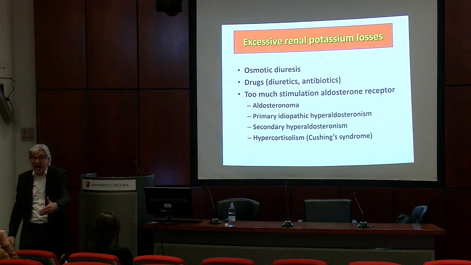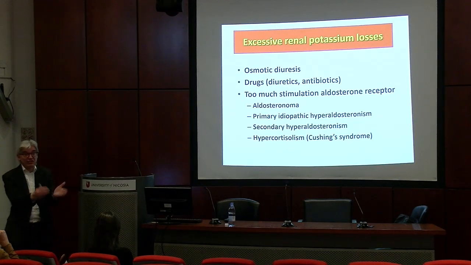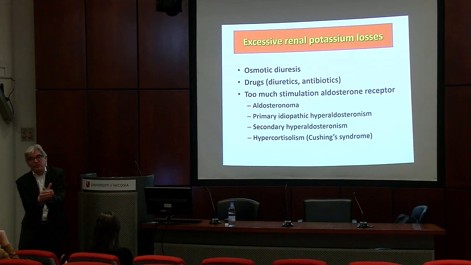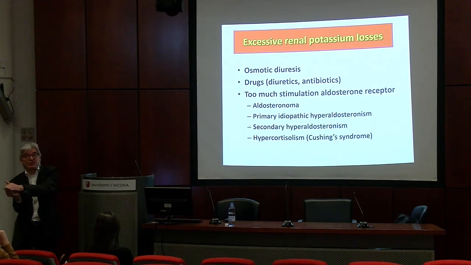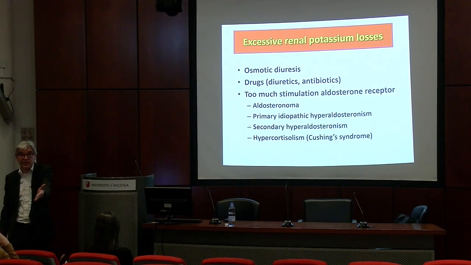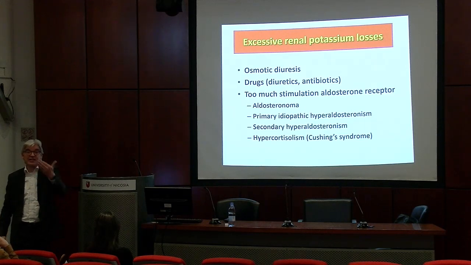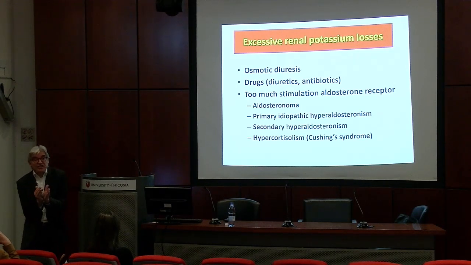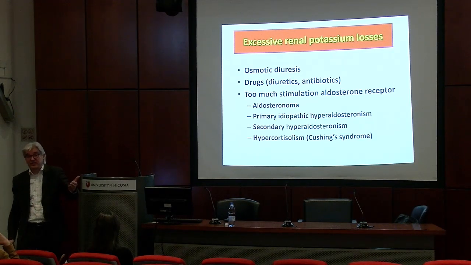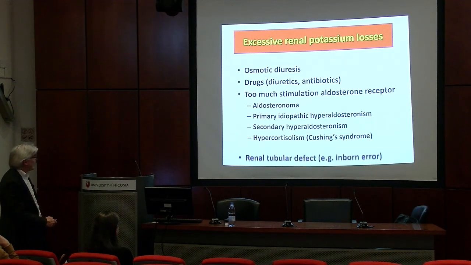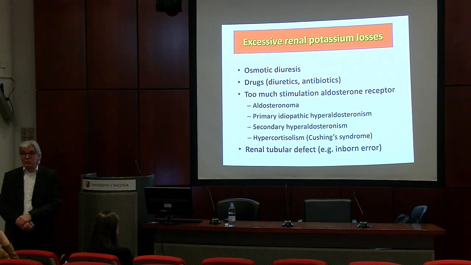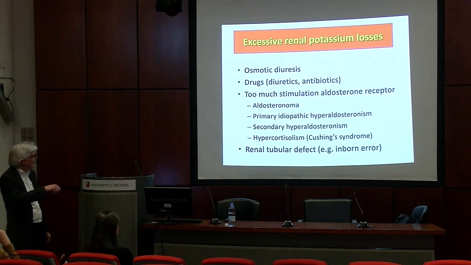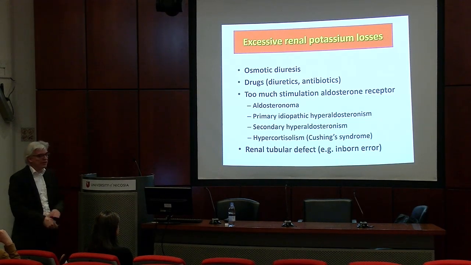But if you have hypercortisolism, Cushing syndrome, there is so much cortisol that not all the cortisol can be converted by this enzyme into cortisone. And then cortisol will stimulate the aldosterone receptor. And that's one of the reasons why in Cushing syndrome you quite often have hyperkalemia, and you can also have arterial hypertension. And another reason why you may have hyperkalemia due to a kidney problem is that something is wrong with the tubular cells, and quite often that's an inborn error.